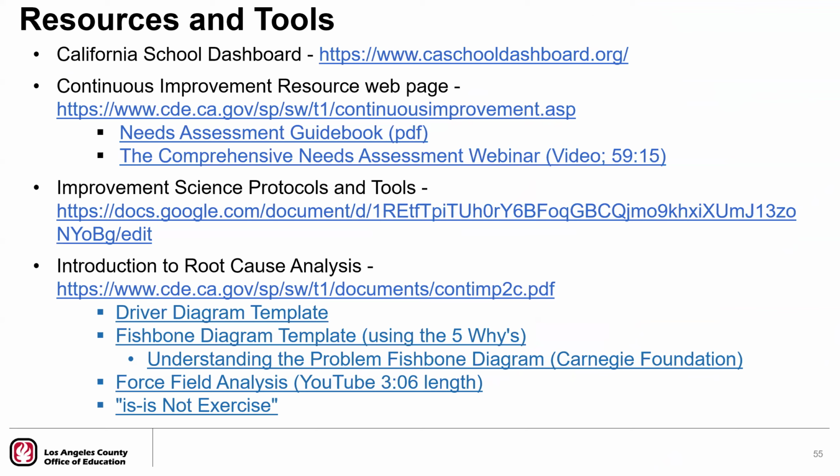As we move to the next slide, and to end this section, we provided you some resources and tools offered by the CDE, starting with the dashboard for all your data needs, then moving to the continuous improvement resource webpage for their needs assessment guidebook, and a very useful webinar, albeit long, very, very informative. We've also included some valuable improvement science tools, most commonly leveraged protocols when exploring data. And lastly, there are several diagrams and protocols used to support and conduct root cause analysis.